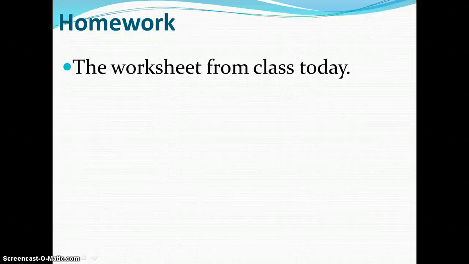So the homework for today for you to do is going to be to complete the worksheet from class. So if you don't finish the worksheet in class today, then you need to complete all the things that are in this packet, and you're going to be turning them in tomorrow for credit.